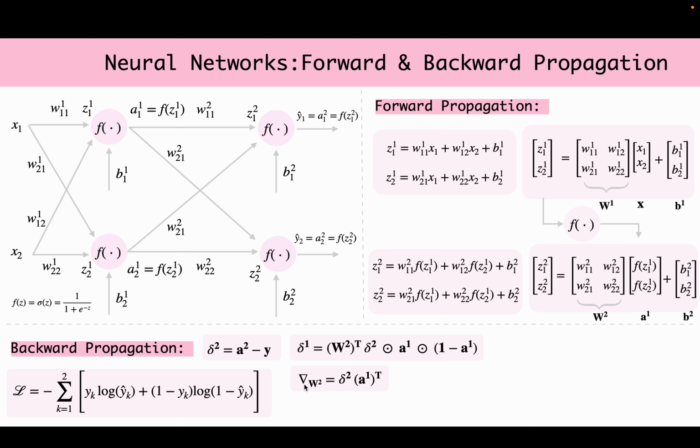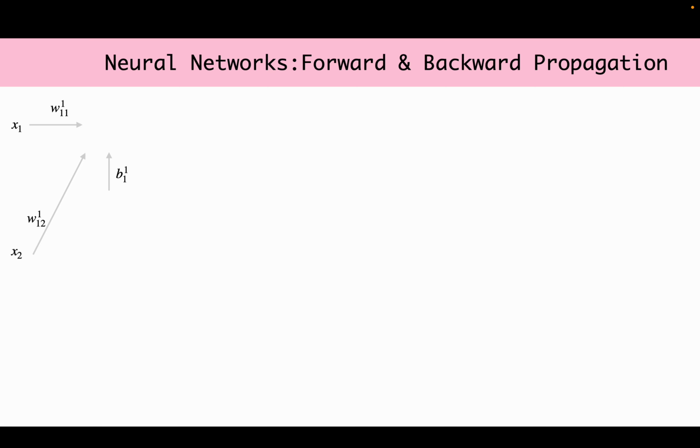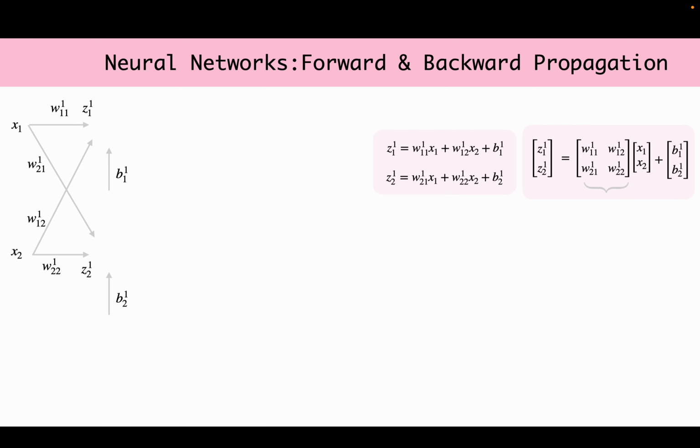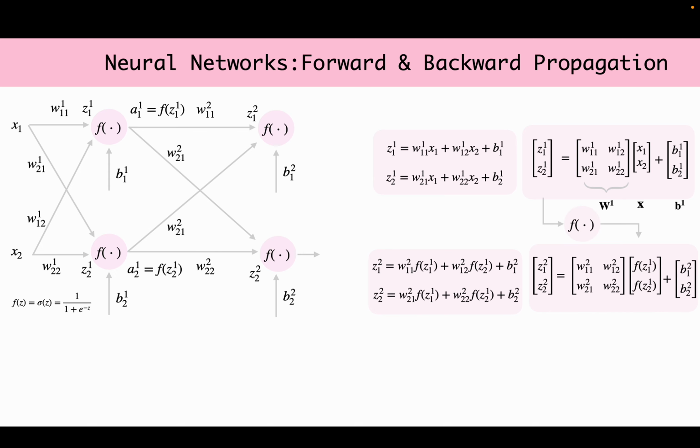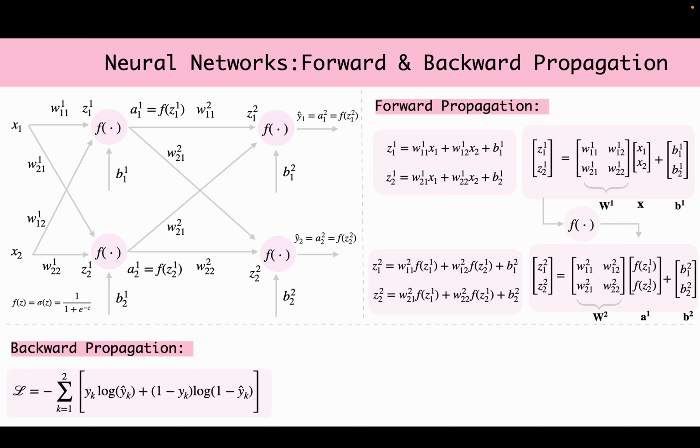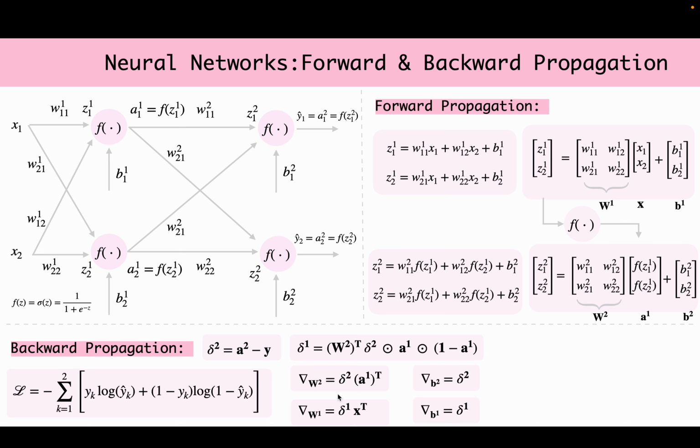And to obtain the final gradient, we do delta 2 multiplied by A1 transpose, and in the same way we compute the gradient for B2, the gradient for W1, and the gradient for B1. So these are the parameters: weights of the second layer, weights of the first layer, bias of the second layer, and bias of the first layer.